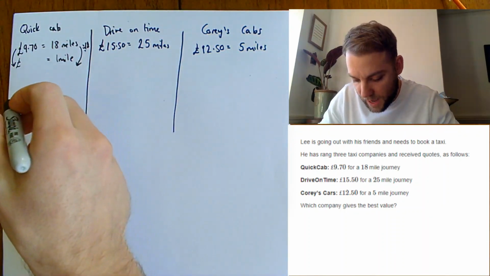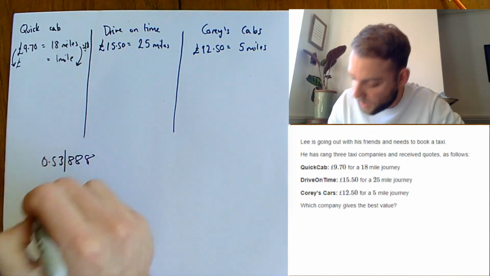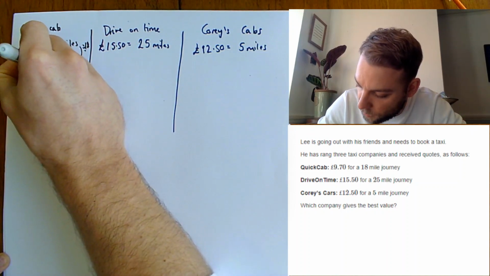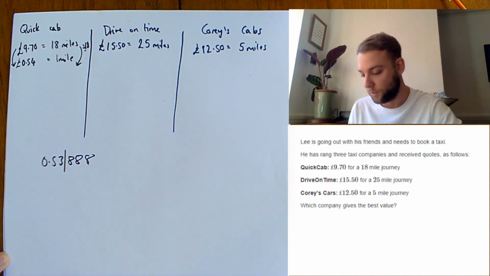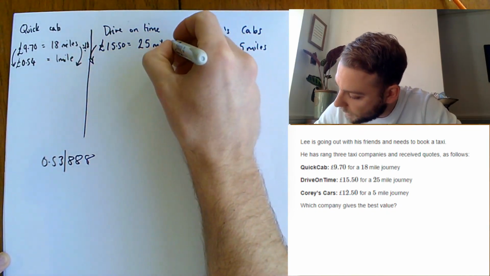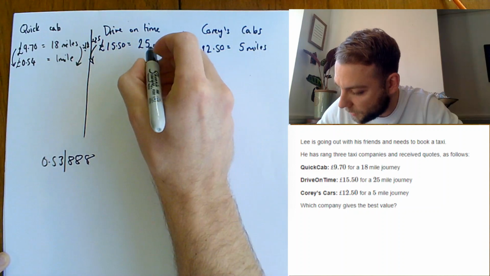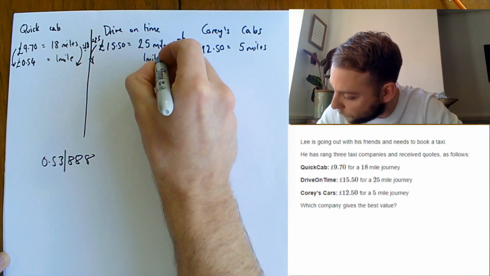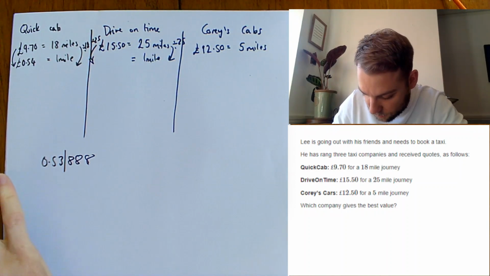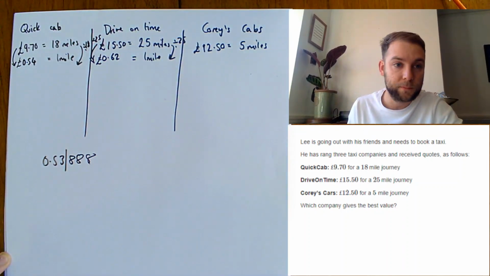So we're going to round that, 0.53888 to 2 decimal places. This is an 8, so it rounds up. So this is going to be £0.54, 54p. This one here, we need to divide by 25. 25 divided by 25 is equal to 1 mile, that's the whole point. £15.50 divided by 25 is equal to 0.62.